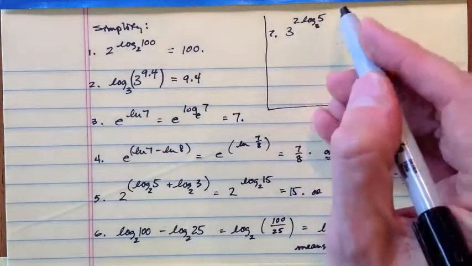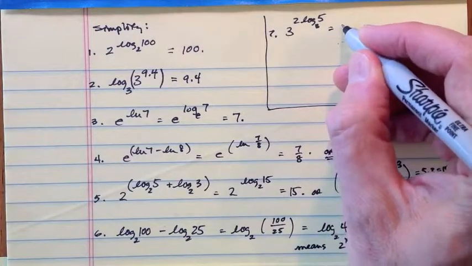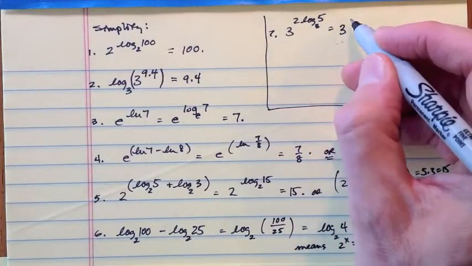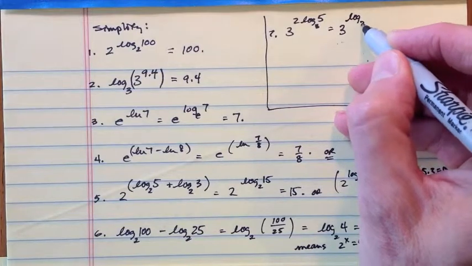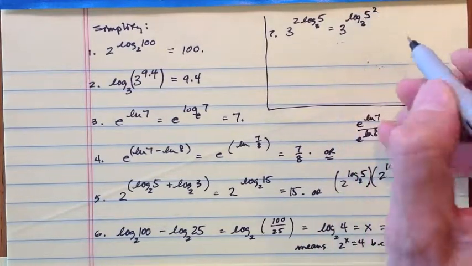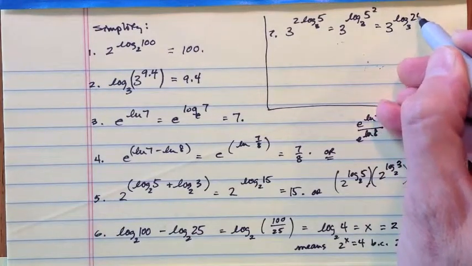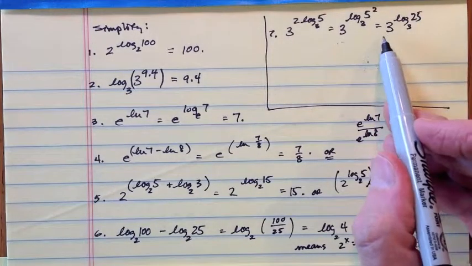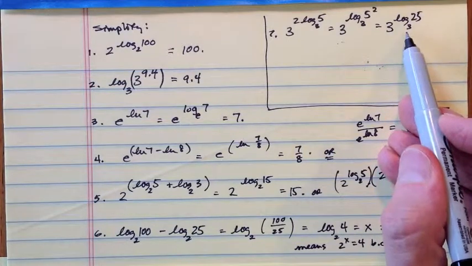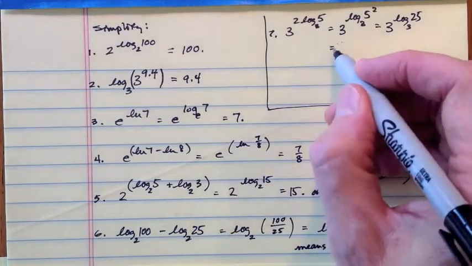That 2 can be brought up inside that logarithm. So this is 3 to the log base 3 of 5 squared. That's 3 to the log base 3 of 25. Now, this 3 and this log base 3, they undo one another. The answer is 25.